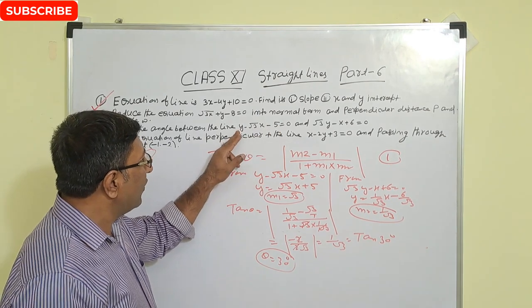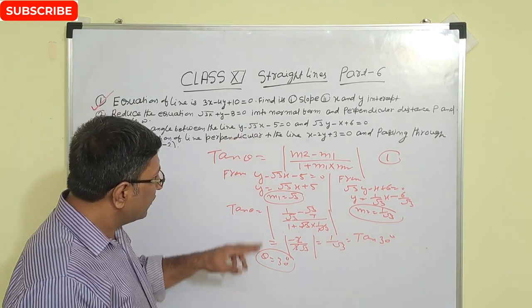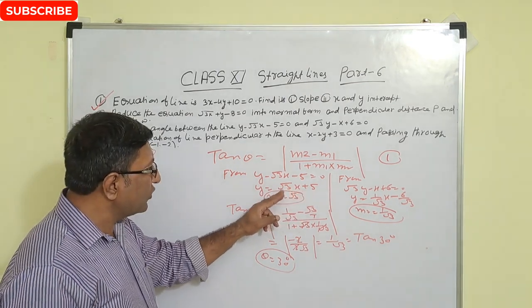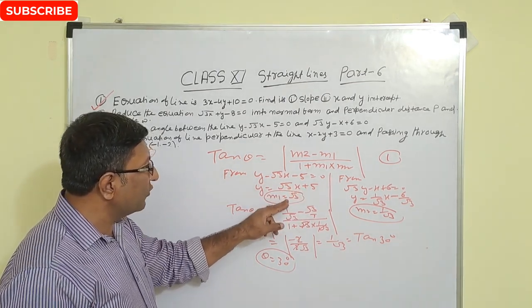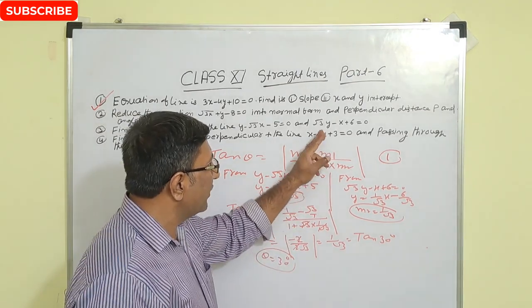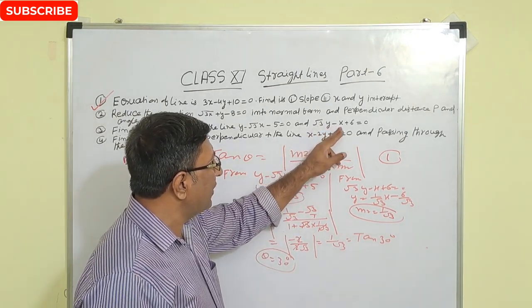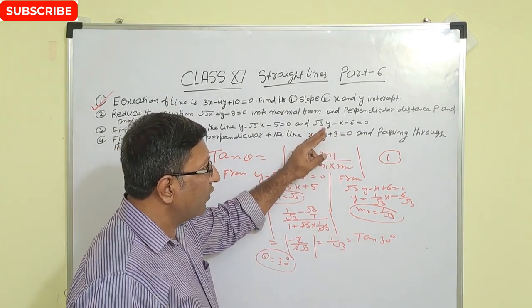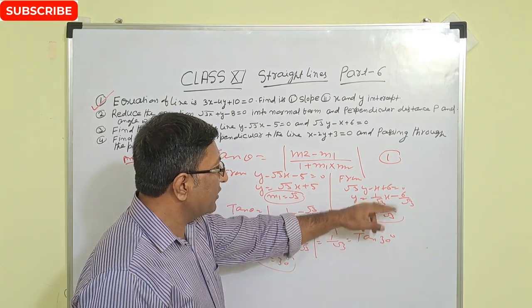So y equal to what? Root 3x plus 5. So this is y equal to root 3x plus 5. So coefficient of x is slope 1. So the m1 is root 3. In the same way for the second equation, root 3y minus x plus 6 equal to 0. Again you free the y. So root 3y equal to what? x minus 6.